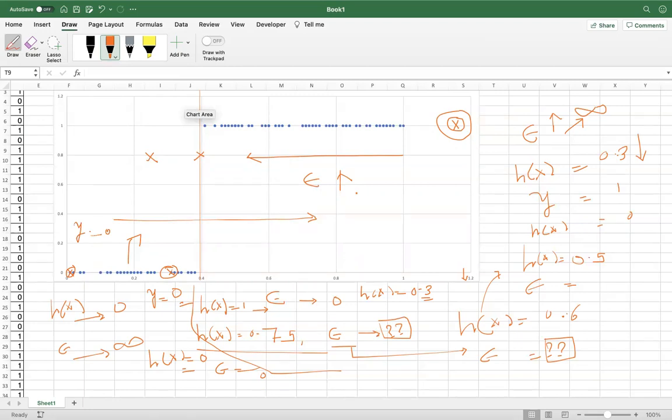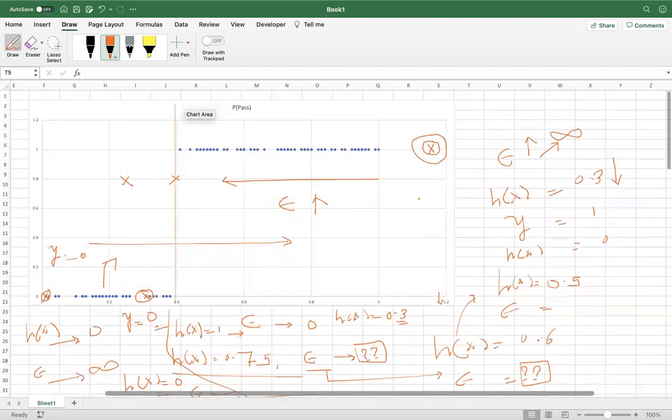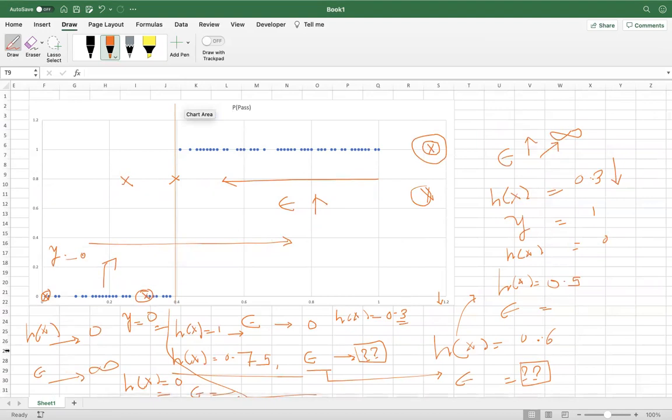Y is equal to 0. If my prediction goes towards 1, which means I'm predicting that the student is passing, but the student actually failed, then my error keeps on increasing. Agreed? Only when the student passes and my prediction is 1, the error is 0. When the student fails and my h of x is equal to 0, then my error is 0. Clear?